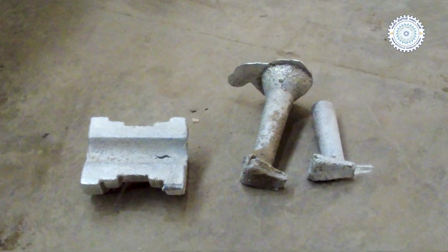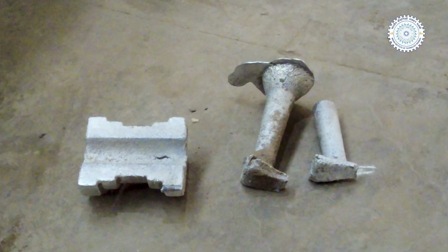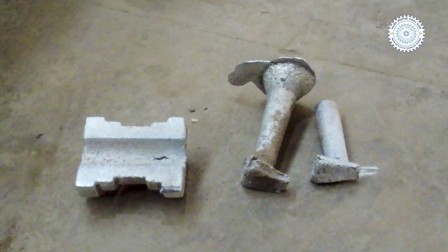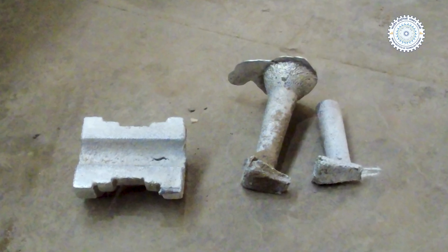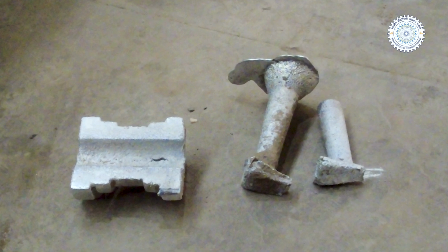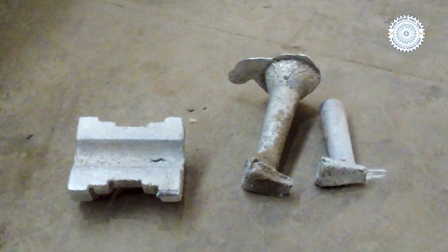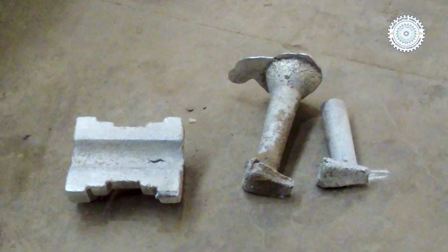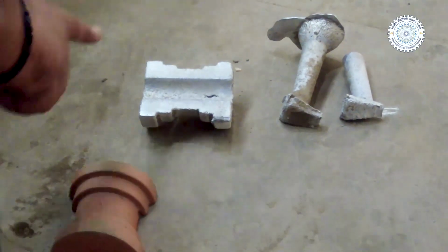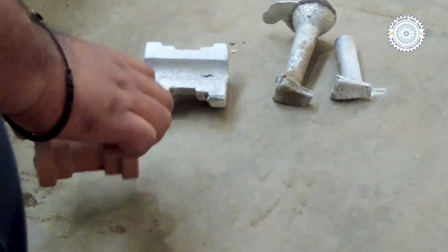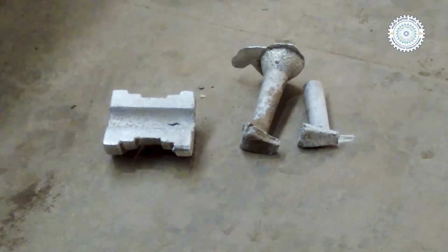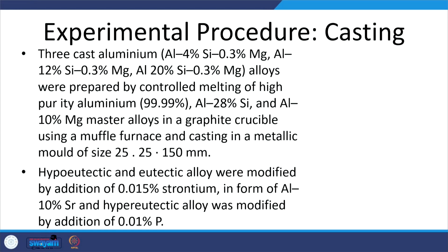Runner and riser are being removed, and this casting will go to the machine shop for further machining. Since we use so many allowances, shrinkage allowances and machining allowances, on this pattern itself, extra material is provided on the pattern itself, and that has to be taken care of. Now we have seen the method of preparing the pattern, preparing the sand mold, and making the casting.